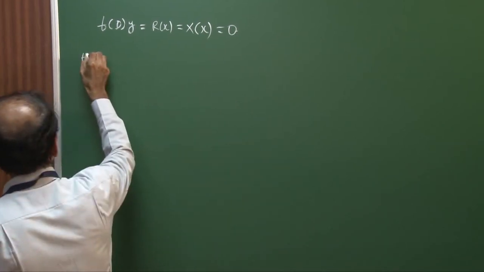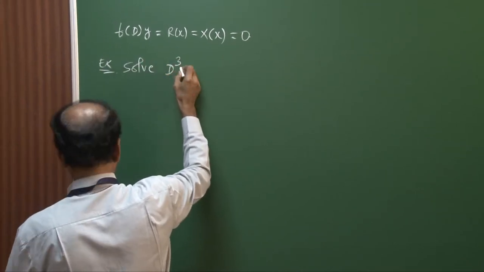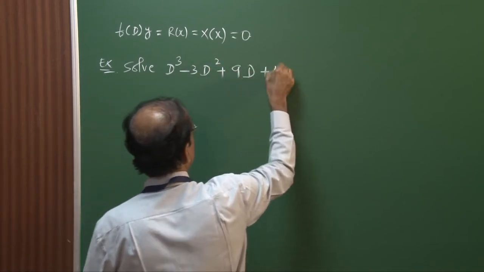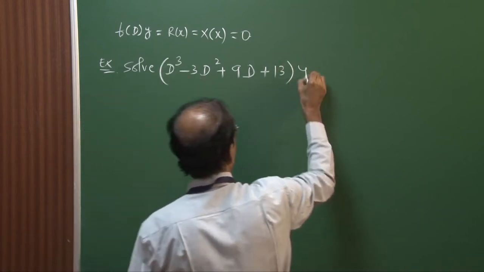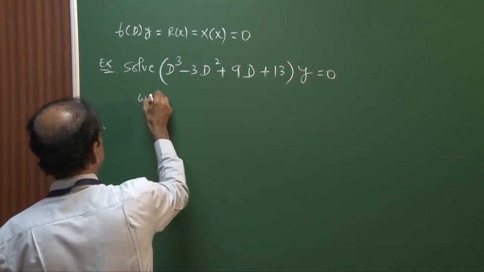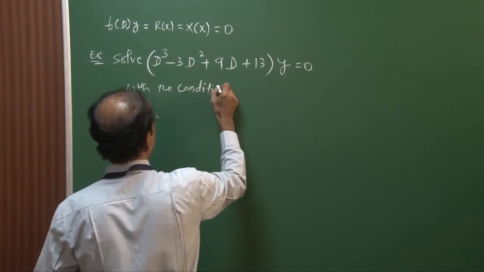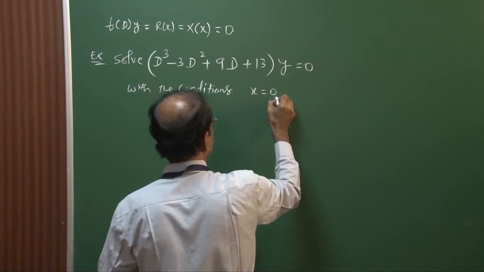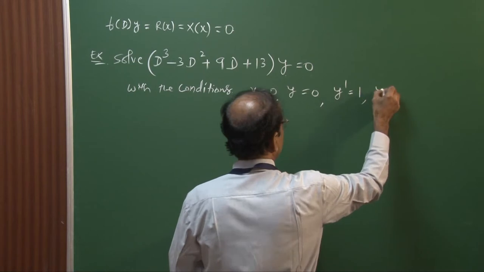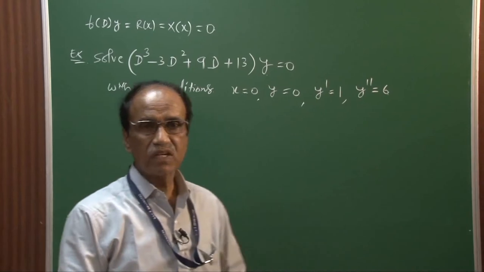So the problem is like this: solve (D^3 - 3D^2 + 9D + 13) operating on y equal to 0, meaning RHS equal to 0, with the conditions x equal to 0, y is equal to 0, and y dash is equal to 1, and y double dash is equal to 6. This was our problem in the previous class.